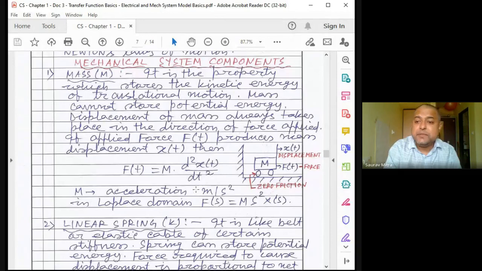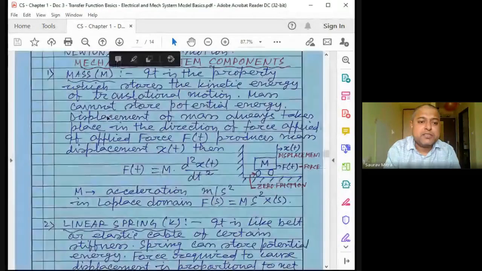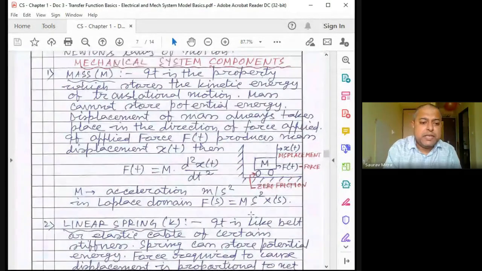The unit of mass is kg, or you can say gram. There are different systems, CGS, FPS, MKS, all of those. We know that the unit of mass is kg. Acceleration is meter per second square, and mass is given in kg. So what is kg meter per second square? Kg into meter per second square is nothing but Newton.